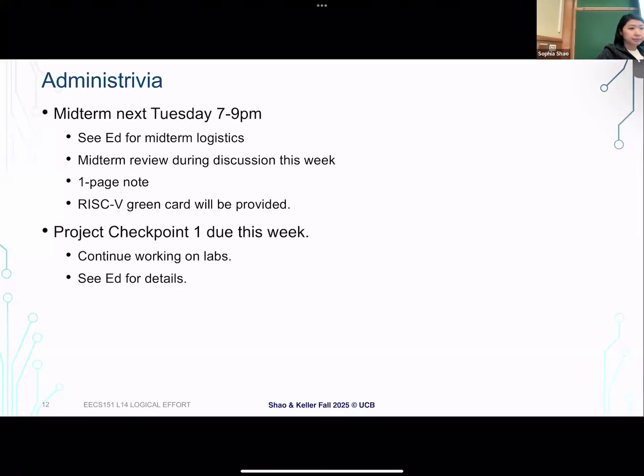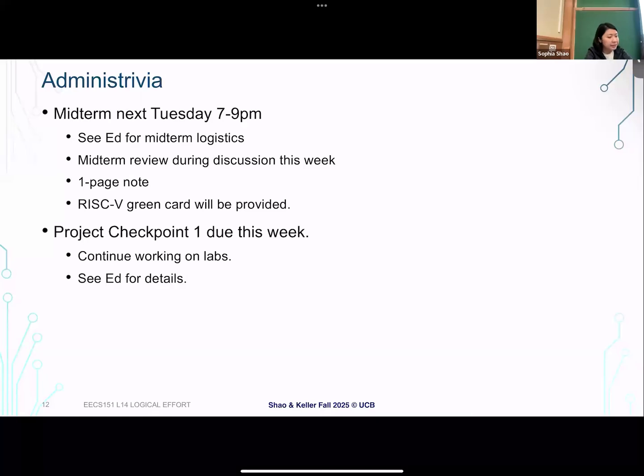By one page note, you mean one side only? By one page note, it's one page, you can go both sides. Yes, double sided. And no need to write anything related to the RISC-V green card, it will be provided. If you prefer printed, that's also fine. Yes, it's one page note.